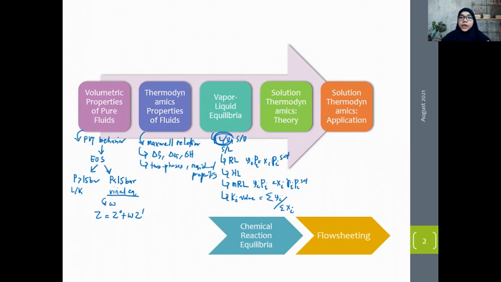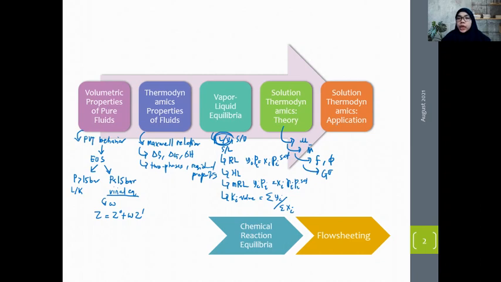And then next is the solution thermodynamics properties. In this chapter, we developed the foundation of the thermodynamics of gas and liquid solutions by introducing properties such as chemical potential, the partial properties, the fugacity, and also the fugacity coefficient. And we touched on the excess Gibbs energy. How can we determine these properties?